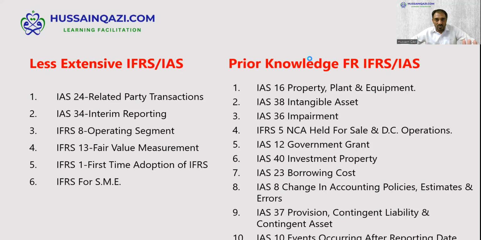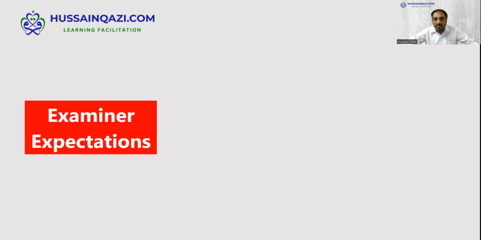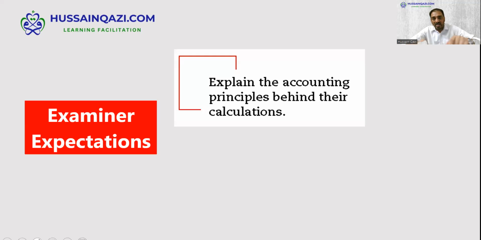Furthermore, students, whenever you are practicing your SBR Section B type questions, or you are attempting your exam, make sure you are drafting your answer according to examiner expectations. So what are the examiner expectations here? Number 1, the examiner wording: students must demonstrate the accounting principles behind their calculations. There are 2 important things here.